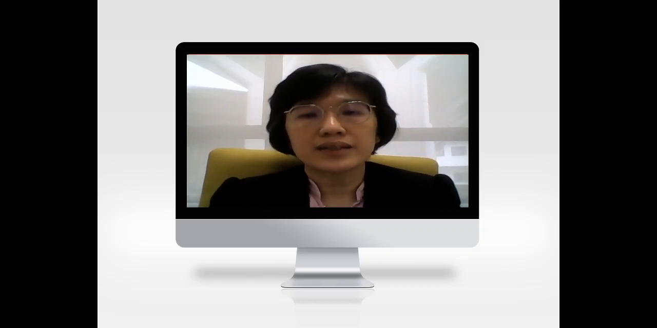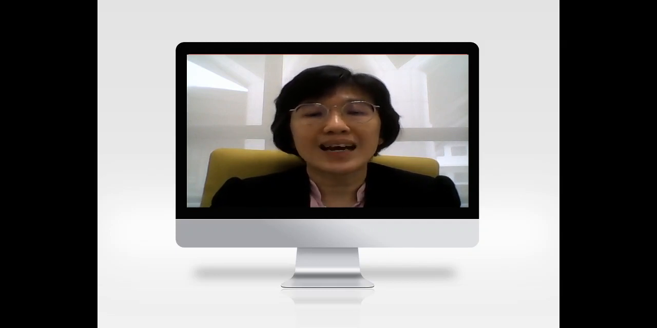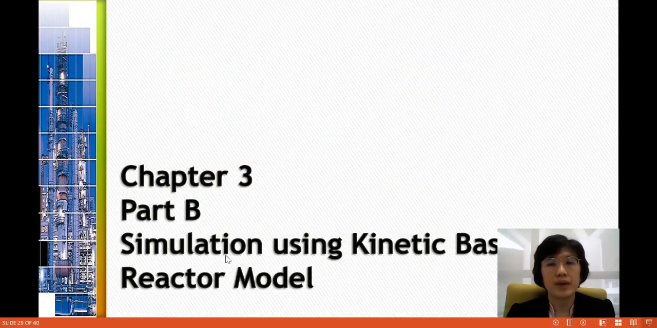Welcome to the second class of Chapter 3 on the simulation of reactive processes. During the last class, we went through the balance-based model, especially the RStoic, when the reaction conversion and also the extent of reaction are given. So in this class, we will be focusing on the kinetic-based model, and in particular RCSTR and also RPlug. So let's shift to the PowerPoint.